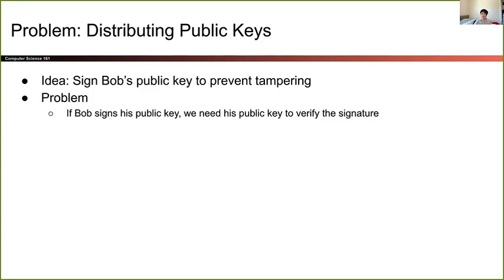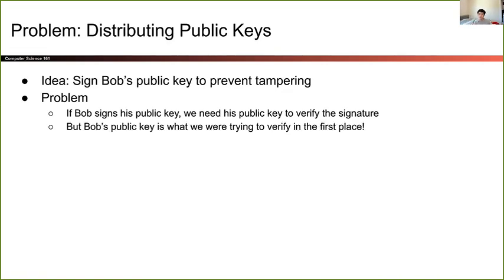If Bob signs his public key, we need the public key to verify the signature. Remember that signatures are generated using the private key, but the public key is what's used to actually verify the signature. But we're trying to verify the public key. So how can we verify the public key if we don't have a verified public key to verify it? It's sort of a circular problem. Alice can't trust the public key until she has some other public key that she trusts in order to verify the signature on Bob's public key.